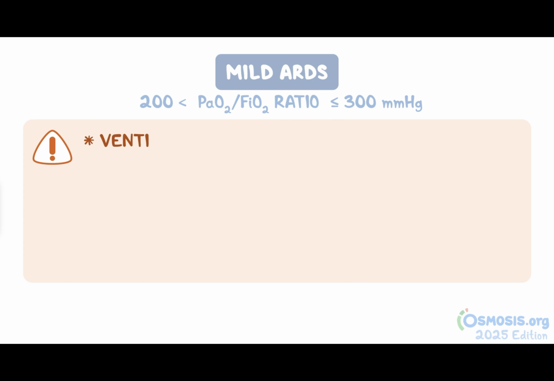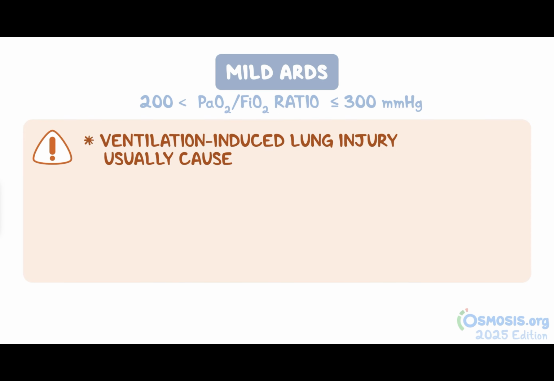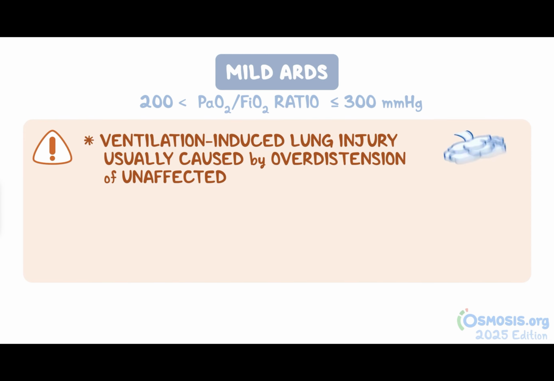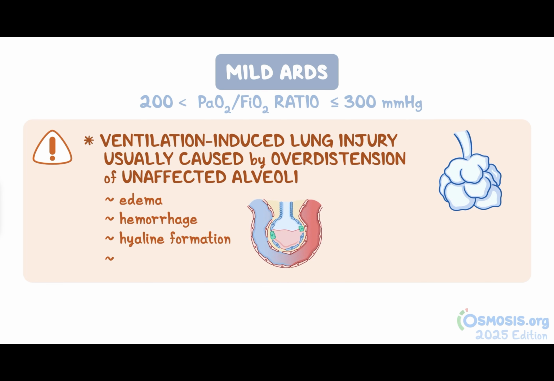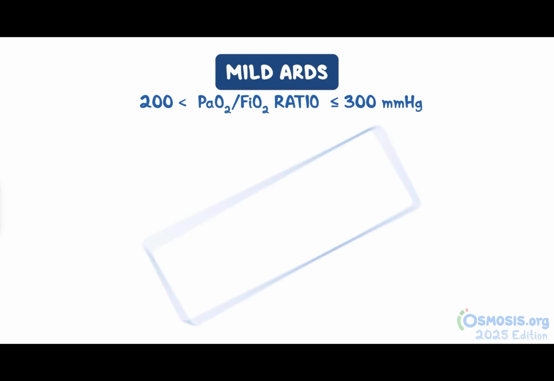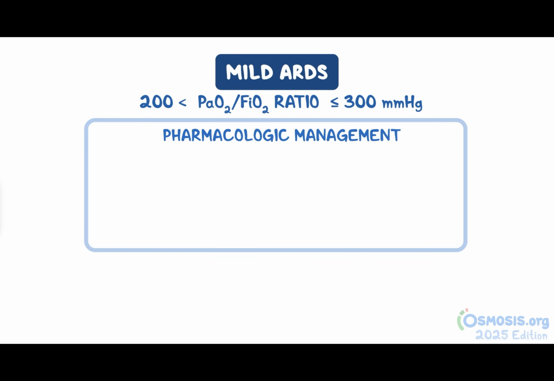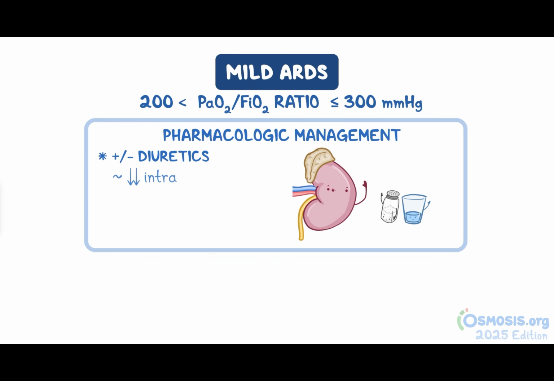Moreover, ventilation-induced lung injury is usually caused by overdistension of the unaffected alveoli, leading to edema, hemorrhage, hyaline formation, and alveolar collapse. You may also attempt pharmacologic management, which involves diuretics to reduce intravascular volume to help reduce pulmonary edema and improve oxygenation.